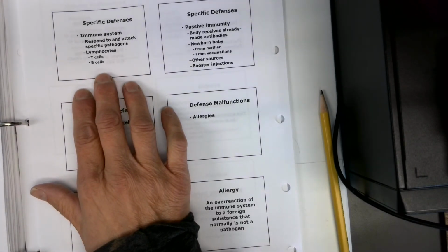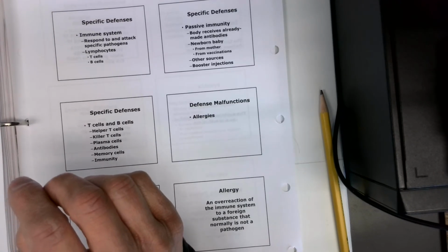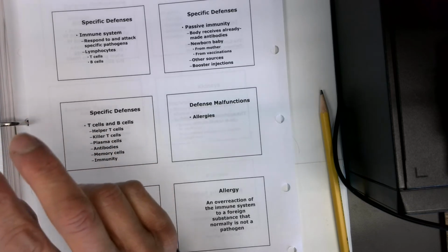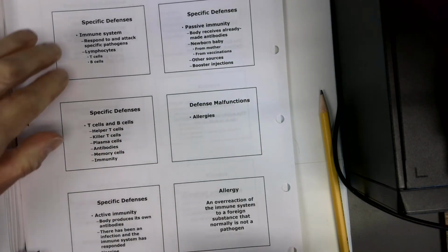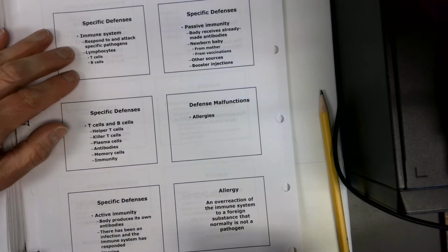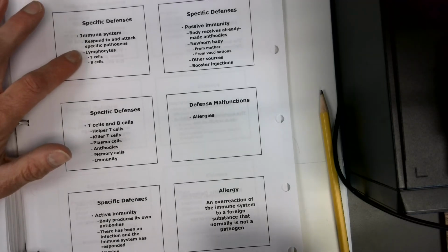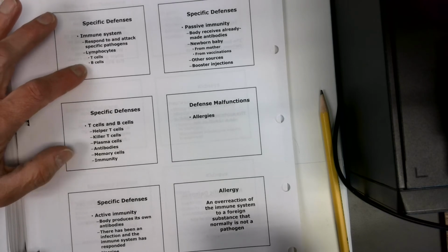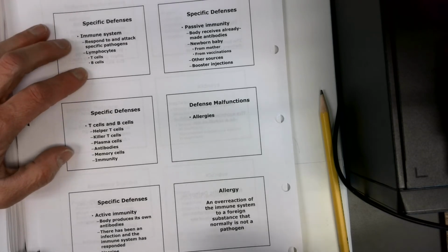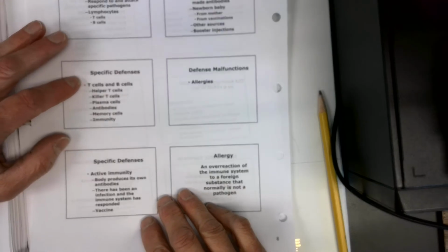Okay, specific defenses of the immune system means it's more detailed, kind of like a lock and key or puzzle pieces fitting together, right? What we're going to see is that our immune system is going to respond and attack specific pathogens. It's not just one size fits all. What we're going to see here is our body makes lymphocytes, right? Those T cells and B cells that are going to try to destroy the particles that are not supposed to be in our body that get there.